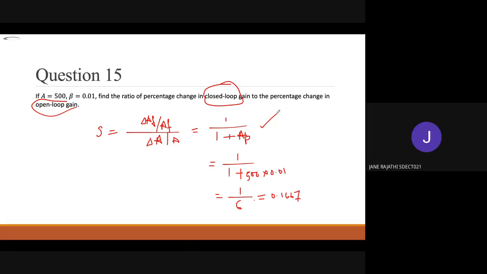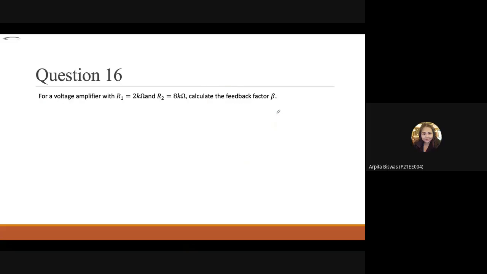Okay, ma'am. So this is question number 16. For a voltage amplifier with R1 equal to 2 kilo ohm and R2 equal to 8 kilo ohm, calculate the feedback factor beta.